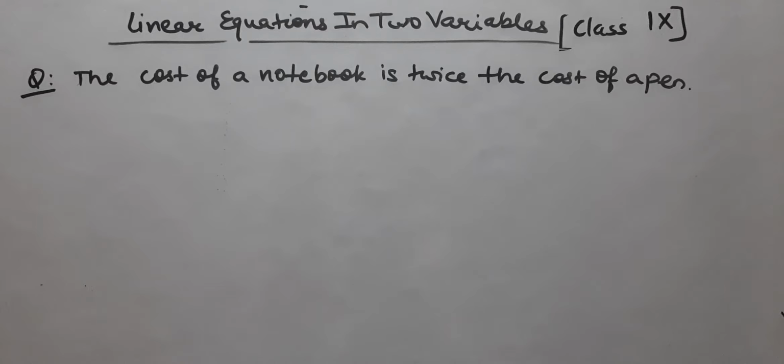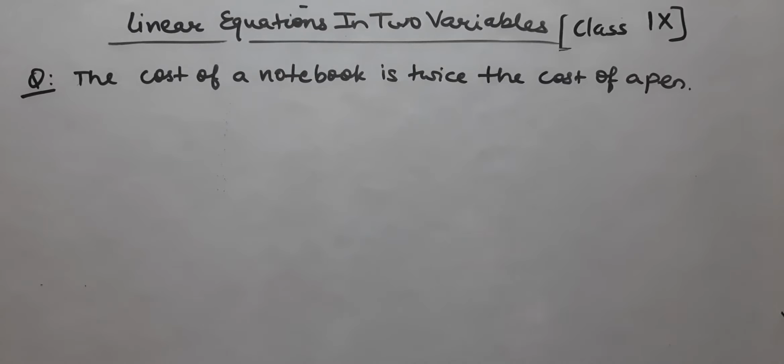Now I have this word problem. The cost of a notebook is twice the cost of a pen, and I have to write a linear equation in two variables. Okay, so for that, just see the statement. The cost of a notebook is twice the cost of a pen. Now for finding the cost of a notebook, I should know the cost of a pen. Then only I can compare that.